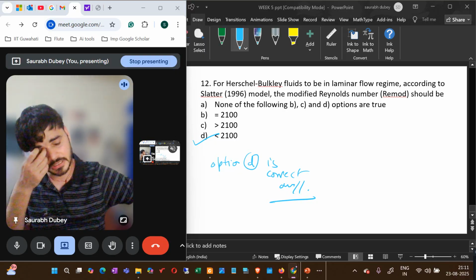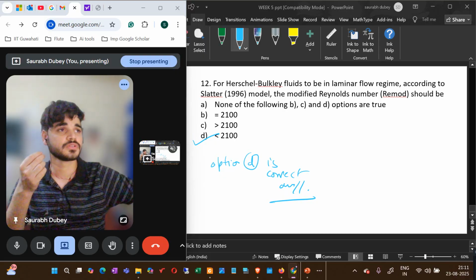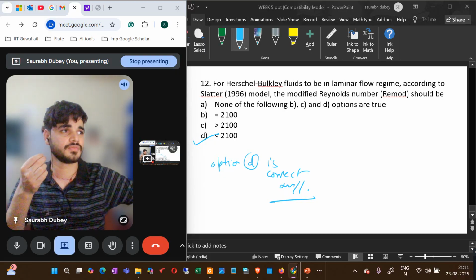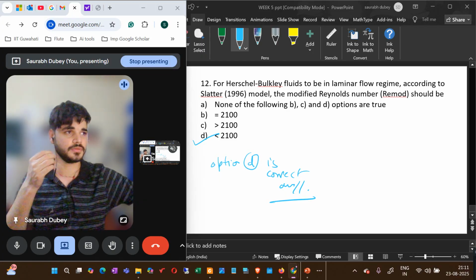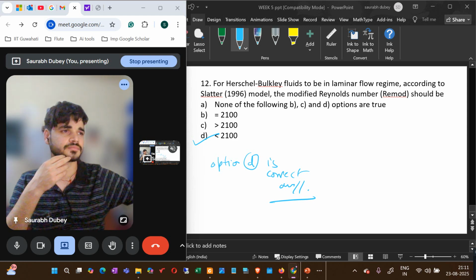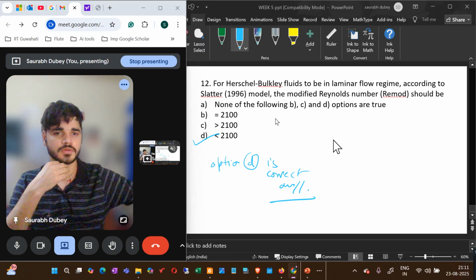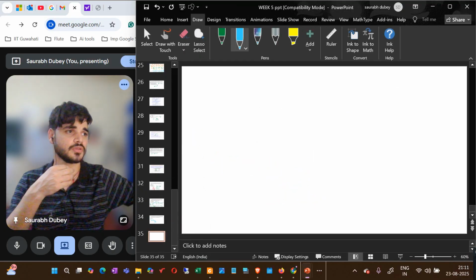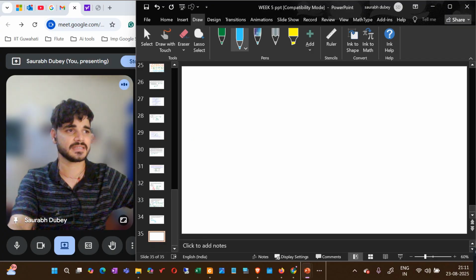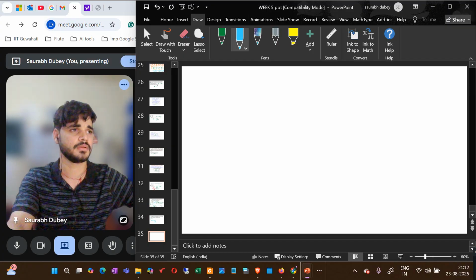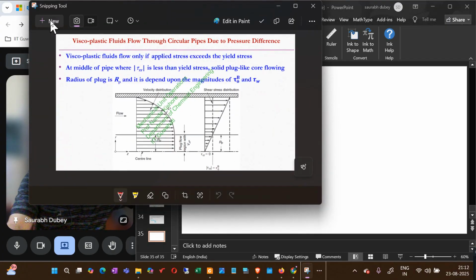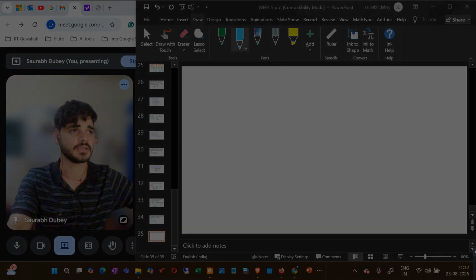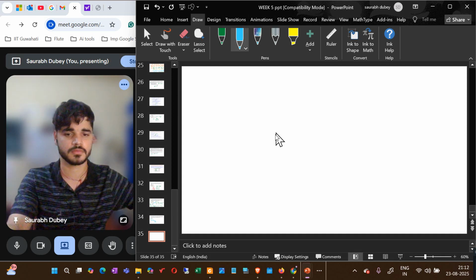So this Herschel-Bulkley model was derived in 1996. What I am saying is, if you see, this is the extra state condition for the same. Let's just put it here. So you know this Herschel-Bulkley model, and the background picture is this one, right?